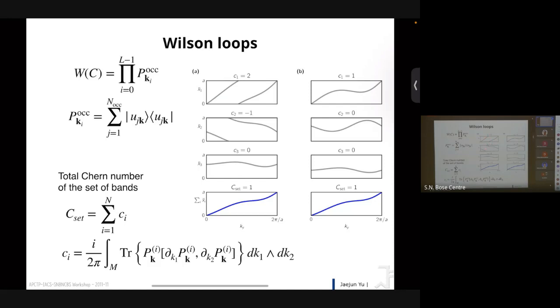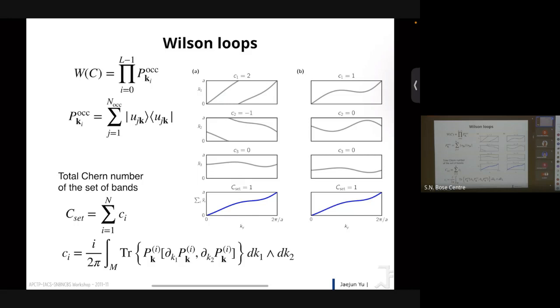For C1, you have a 3-band system. The bottom band is trivial. The second one is non-trivial, but has a Chern number of -1, which means it's winding not clockwise but anti-clockwise. The third one has a Chern number of 2, which means you are winding twice clockwise.